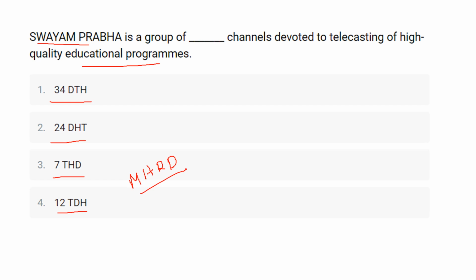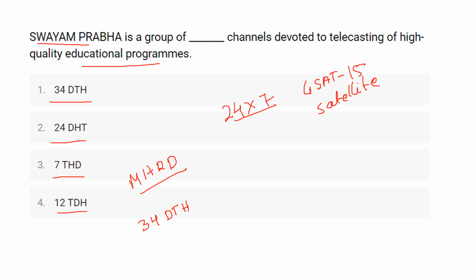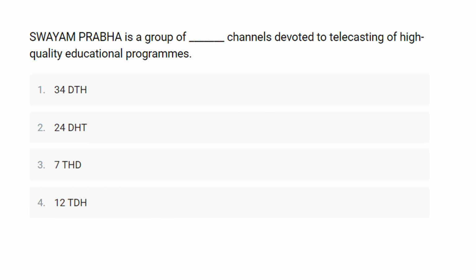to provide web courses of advanced education, high school and skill-based courses. The Swayamprabha is a group of 34 DTH channels that telecast high quality educational programs. The programs run 24/7 with the help of GSAT-15 satellite. So here the correct answer for this question will be option number 1, that is 34 DTH.